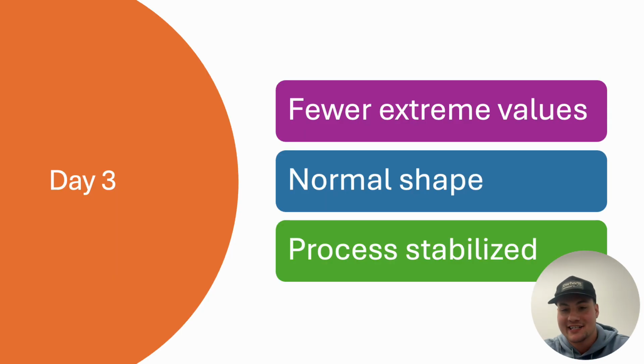So now we get to my day 3 overview. There are way fewer extreme values. We see normal shape. So basically, we see all ranges are much more stable. The ranges are tighter. The histogram looks way more normal. And this shows, without a shadow of a doubt, that once the operator quits making unnecessary adjustments, the process can settle down and become way more predictable again.